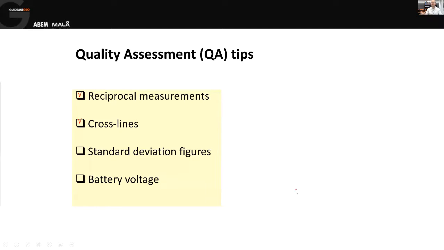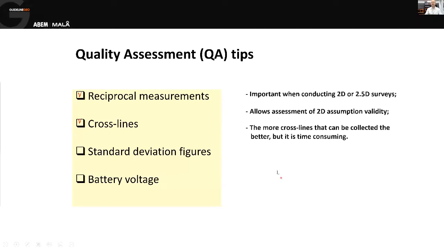Another option is cross lines. So this is where we again test whether the assumption we've made about the geology not changing around our survey area is true. So we take our first measurement, our first VES sounding, and then we repeat it with the line of electrodes spreading out in a different direction. Commonly at 90 degrees, but it doesn't have to be, whatever works in the landscape that you're working.